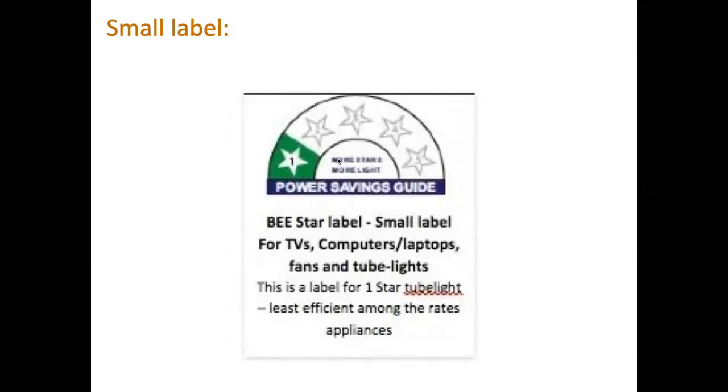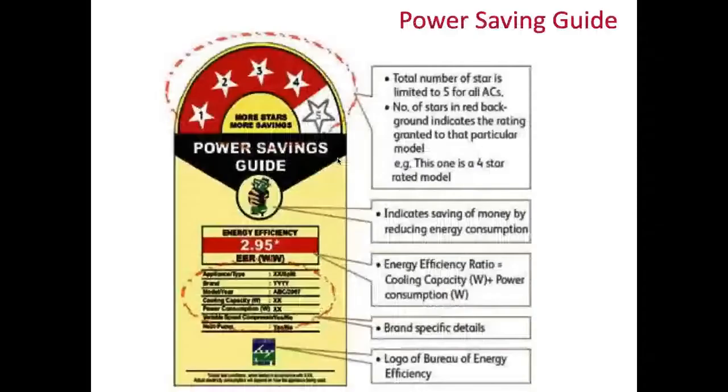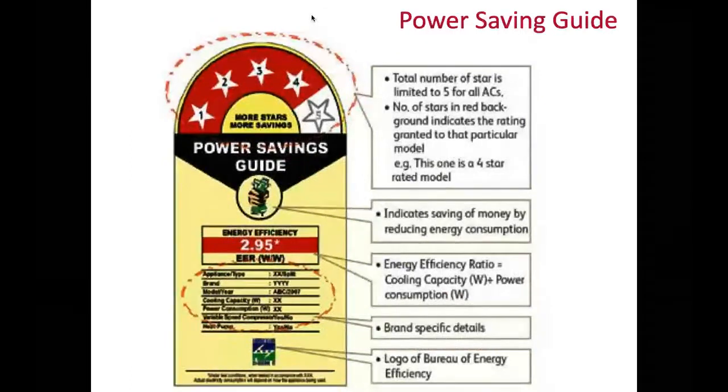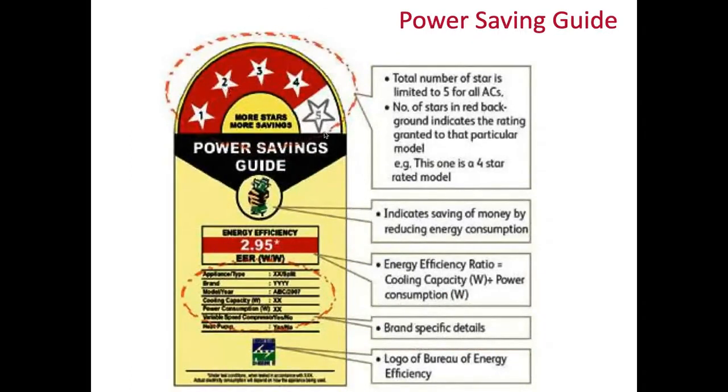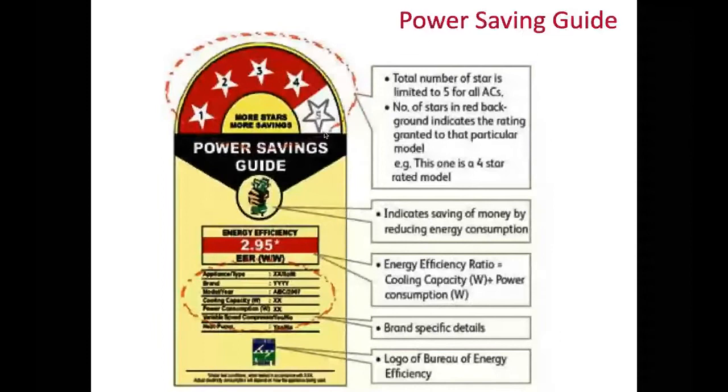Now, the power saving guide. How would it be, right? Whenever we go to buy a new air conditioner, we find the label on it, right? Probably this is the most important factor apart from the cost which determines the selection of an air conditioner, where the Bureau of Energy Efficiency mandates every air conditioner to have this label. And the representation of the label we can see here.